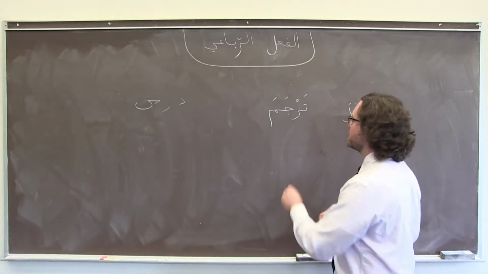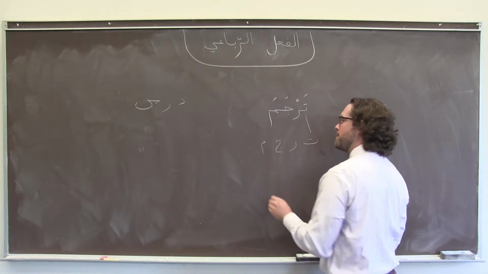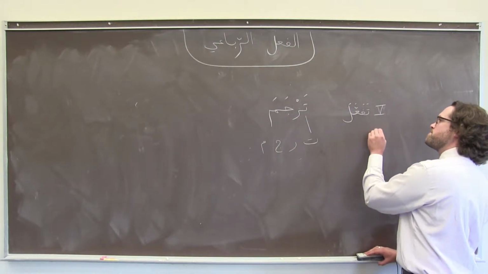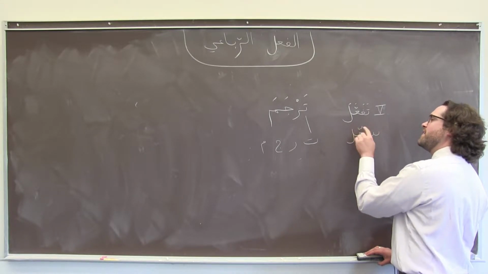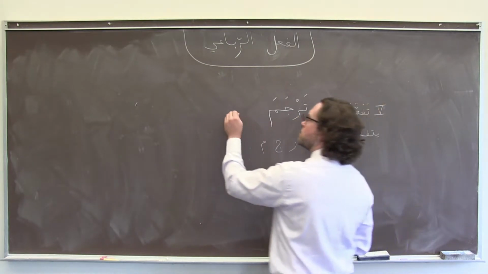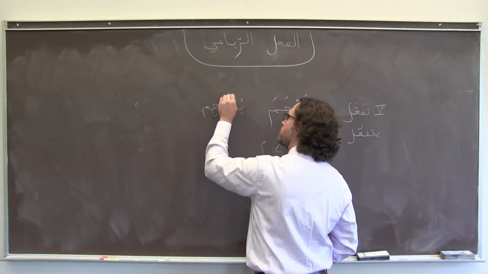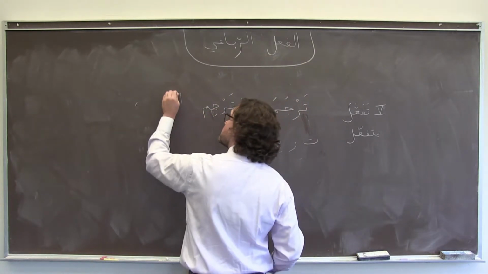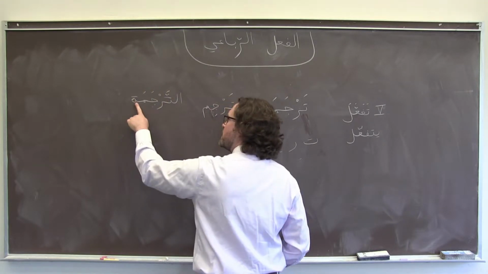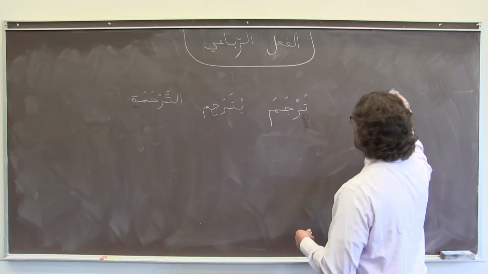But actually, tarjama is a word with a 4-letter judhur. Ta, ra, jim, mim. And we conjugate it slightly differently from the form 5 pattern. Form 5 in the present tense would be yatafa'al, and we would add that shadda, reinforcing the fact that it was form 5. But in the present tense, we would say yutarjim, and the masdar is at-tarjama. And we can use this verb, translate, tarjama, yutarjim, at-tarjama, as kind of a template for some other 4-letter roots.